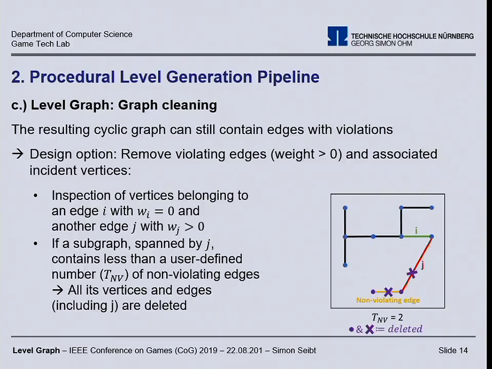So, okay, how is this design option implemented? We search for vertices belonging to an edge i, whose weight is 0, and another edge j, whose weight is greater than 0. If a subgraph spanned by edge j contains less than a user-defined number of non-violating edges, all vertices and edges, including j, are deleted. As you can see in the example on the right, the user-defined number is 2, and the subgraph has only one non-violating edge. So the complete subgraph is deleted.